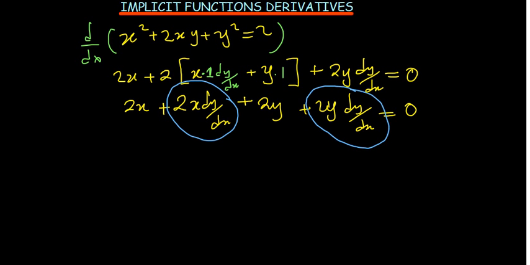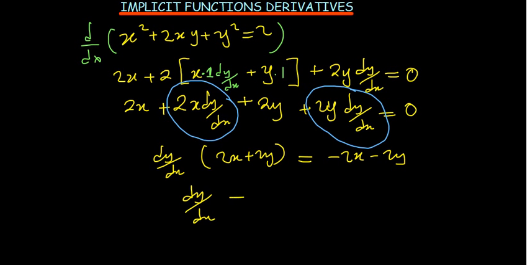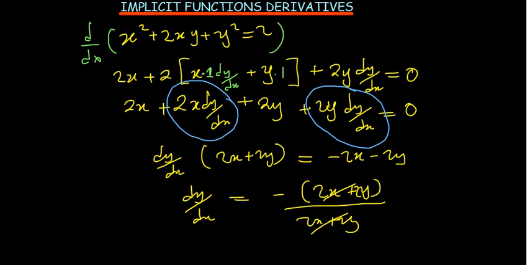You can see that dy over dx is common to those two, so I'm going to factorize out dy over dx, and what I remain with is 2x plus 2y. That is equal to, taking these two terms to the other side, negative 2x minus 2y. So dy over dx is equal to, I can also factorize out a negative, negative 2x plus 2y, divided by 2x plus 2y. We can see that this and this are the same, so it will just give us negative 1. That is the derivative for that one.